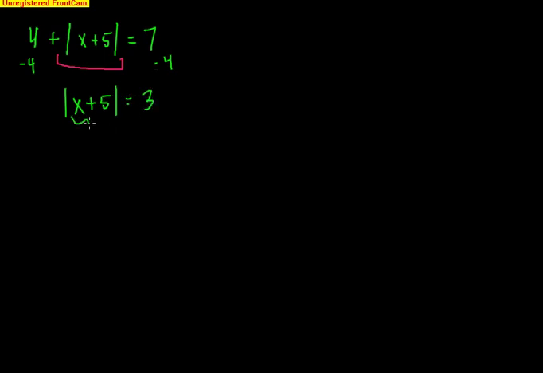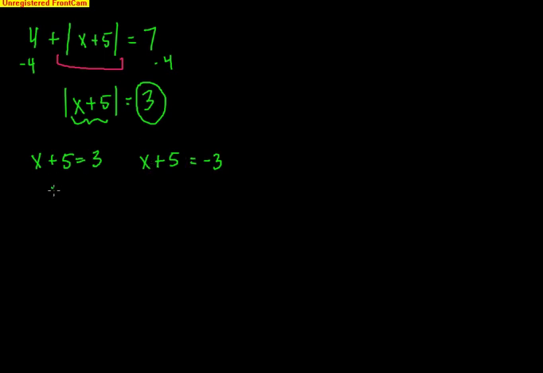Now I could start the thought process. This mystery number right here has to be 3 units away from 0. Well, I know that that mystery number could be 3, because 3 is 3 units away from 0. That's what absolute value says. Or that mystery number, x plus 5, could also be negative 3, because I know that negative 3 is also 3 units away from 0. So the idea is the inside of the absolute value stays the same, x plus 5, but it could equal 3 or it could equal negative 3.